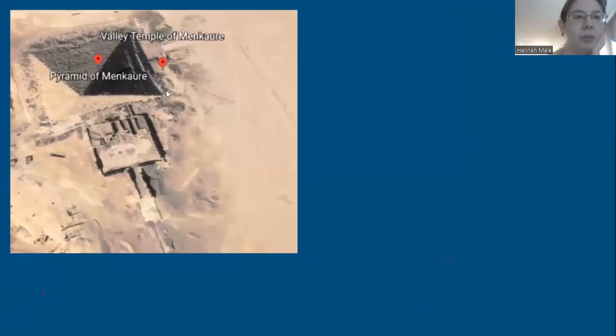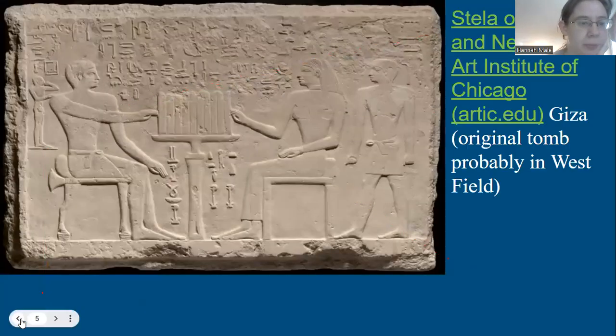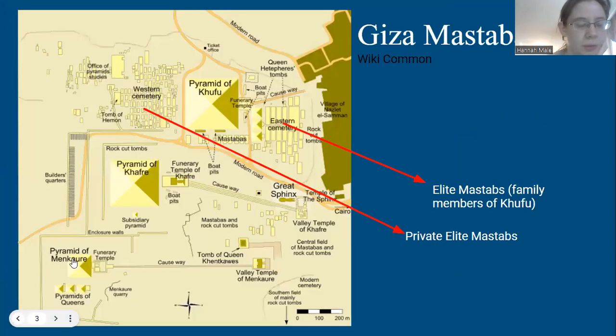This is just a Google Earth image of that pyramid of Menkaure with his Valley Temple, I think, here as well. So in the map that we saw before, it's this chunk here.